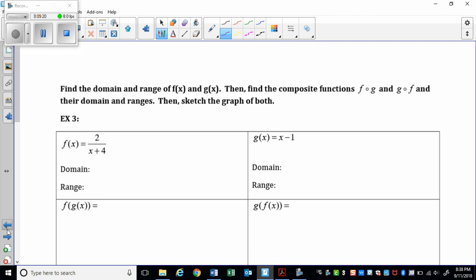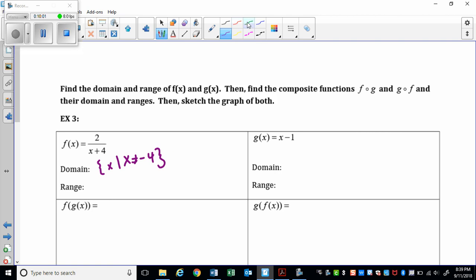Alrighty guys, go ahead and go to the next page. We're going to look at the domain and range of f of x and g of x. So if we're trying to find the domain and range of this composite function, remember what we did in the last problem, okay? And then they want us to sketch it. So this is example 3, 2 divided by x plus 4. My domain looks like it's going to be everything except when x equals -4, because I'll get a 0 in the denominator. So x cannot equal -4.